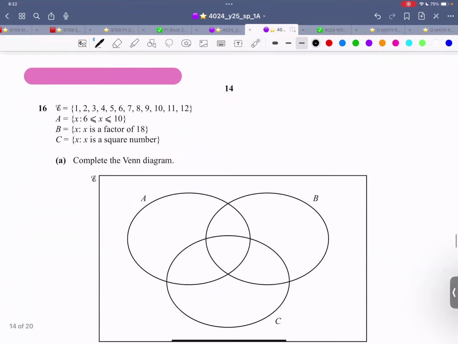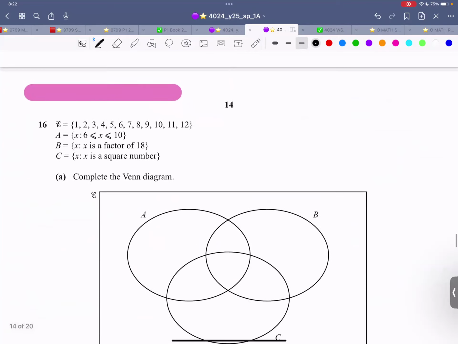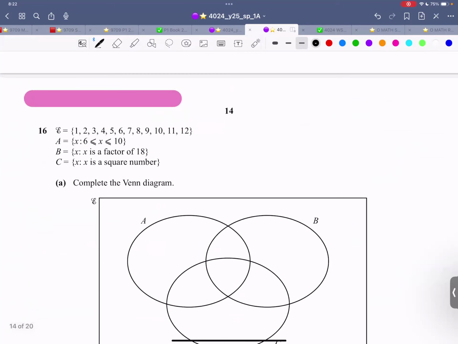Now, let's look at question number 16. We have a set notation. The universal set is given, 1 till 12. X lies between 6 and 10. X is a factor of 18. X is a square number. Let me write all of them. So first of all, if I write A, how much is that? 6 till 10. 6, 7, 8, 9, and 10.